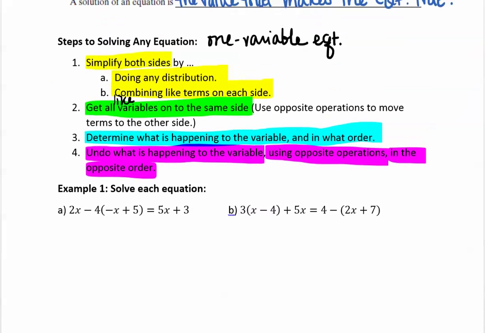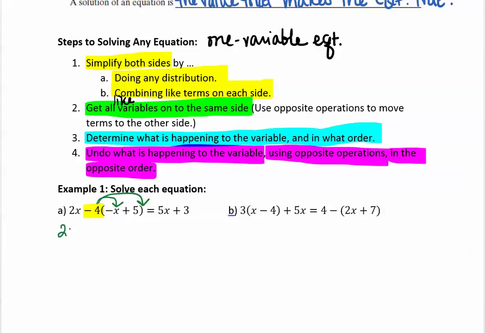Okay, so step 1, simplify. Step 1 of that, do any distribution. So distribution, right, you have something in front of parentheses that needs to be distributed to those parentheses. So -4 is going to multiply times -x. -4 is going to multiply times 5, right? And notice I said this is a -4, not 4. You got to think of subtraction as negatives.